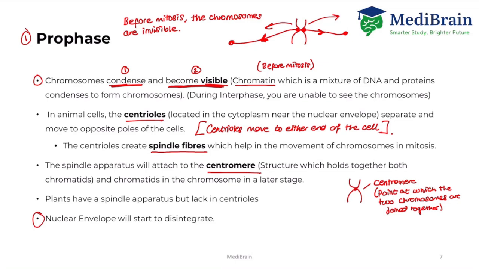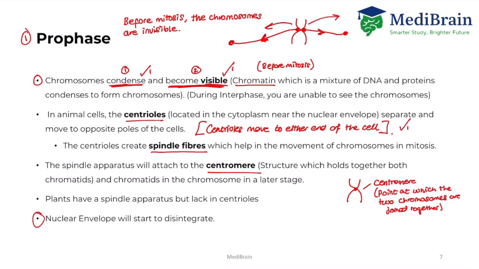Okay, so the key bits of information that you need to take from this slide for exams, prophase, is that before mitosis, the chromosomes are invisible. So you won't be able to actually observe or see the chromosomes physically. In prophase, the chromosomes will condense and become visible. These are both always one mark each. They will condense and become visible.